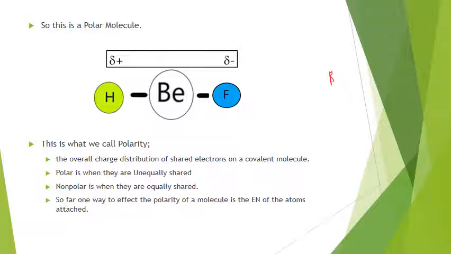Polarity is the overall charge distribution of shared electrons in a covalent molecule. That's what polarity is. It looks at the overall charge distribution of the electrons. A polar molecule is when they're unequally shared. Nonpolar is when they're equally shared. So one way to affect polarity is, if you have the same shape, you can change the atoms to get different polarity.